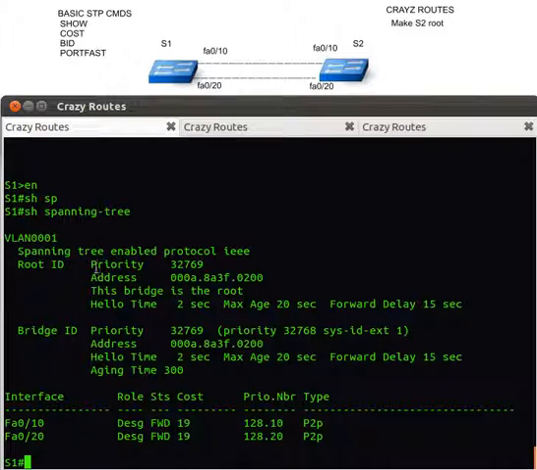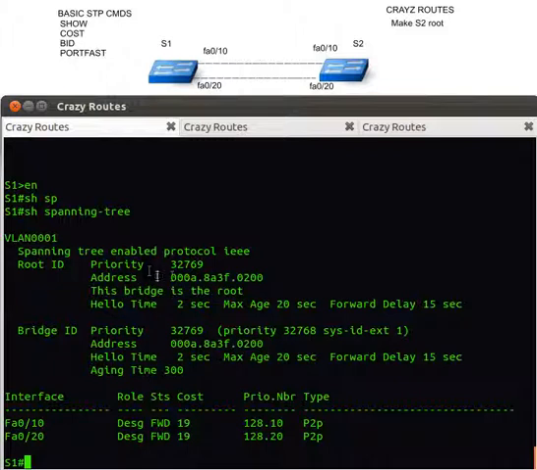We got the priority 32,768. 32,768 is the default, but this is 32,769 because you take that 32,768 and add to whatever VLAN number you have, which we have VLAN 1, so that makes 32,769. This bridge is the root.